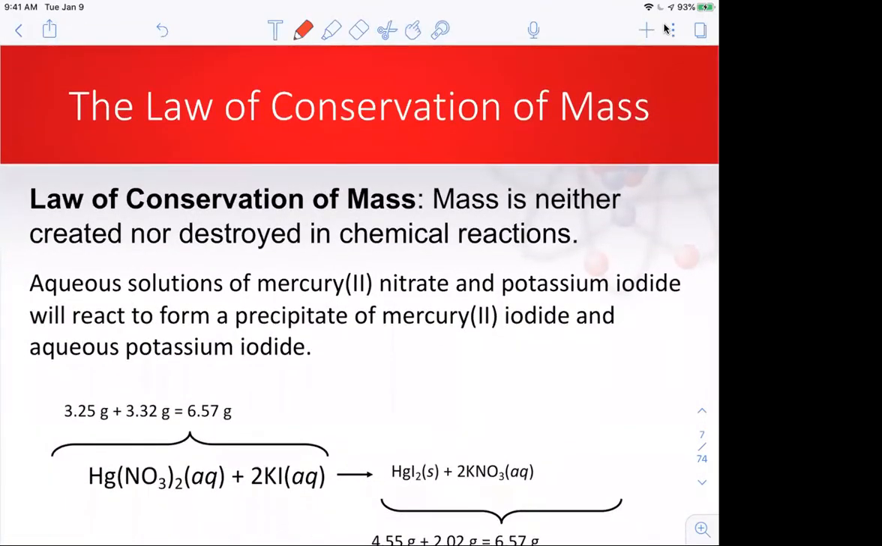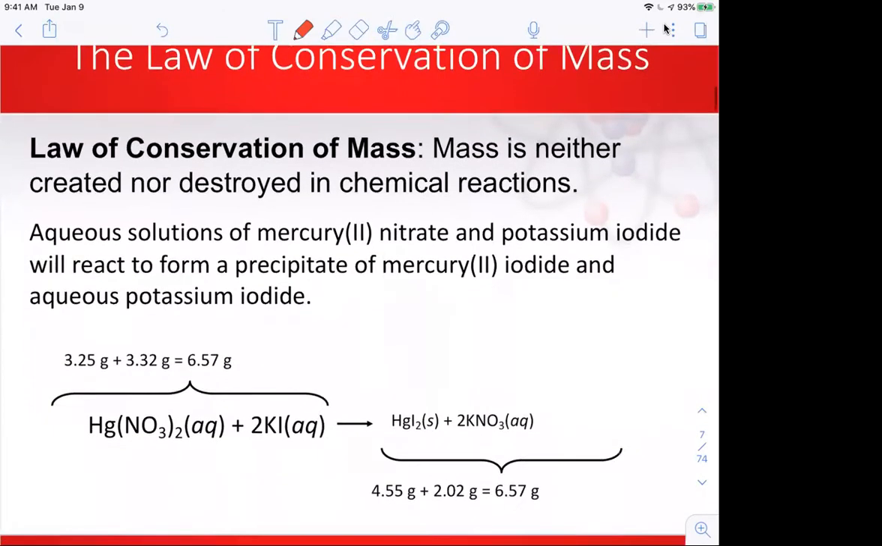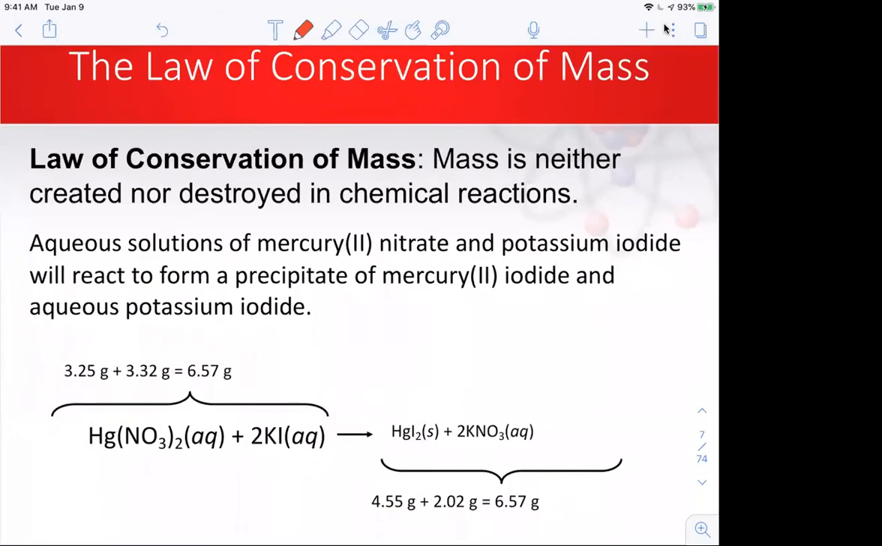The law of conservation of mass is probably very familiar to you. Mass is neither created nor destroyed in chemical reactions. If I look at this example, if I have an aqueous solution of mercury(II) nitrate and potassium iodide, those will react. What I get is mercury(II) iodide, and I also get aqueous potassium nitrate. The idea here is what goes in comes out.